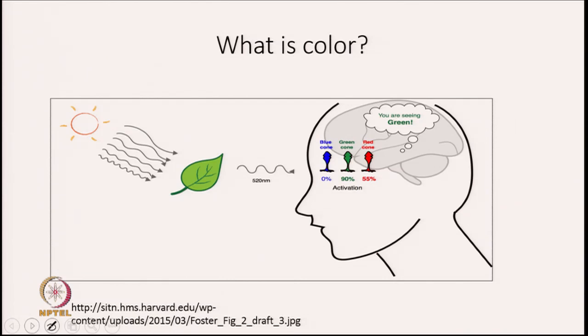When it reaches our eye, the different cones associated with the retina get stimulated to different extents. For example, when green light reaches our eye, the green cones are stimulated to 90% and similarly a bit of the red cones are also stimulated, and when it happens, you see a green color.